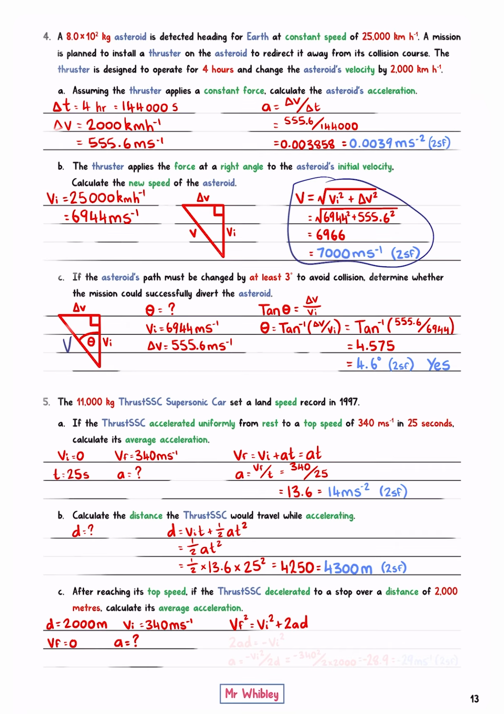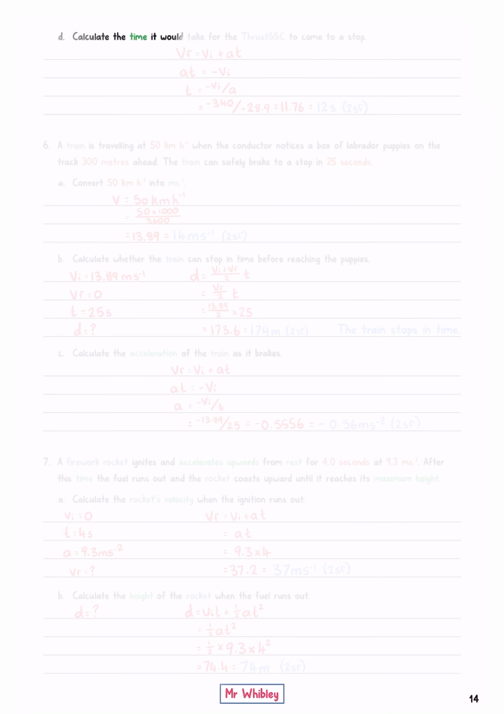Knowing that Vf is 0, we can just subtract Vi squared from both sides, and then divide both sides by 2d, put in our numbers, which gives me negative 28.9, or negative 29 meters per second squared to two significant figures, where our negative indicates that our acceleration is in opposition to our initial velocity, which is what we'd always expect when something is decelerating. Calculate the time it would take the Thrust SSC to come to a stop.